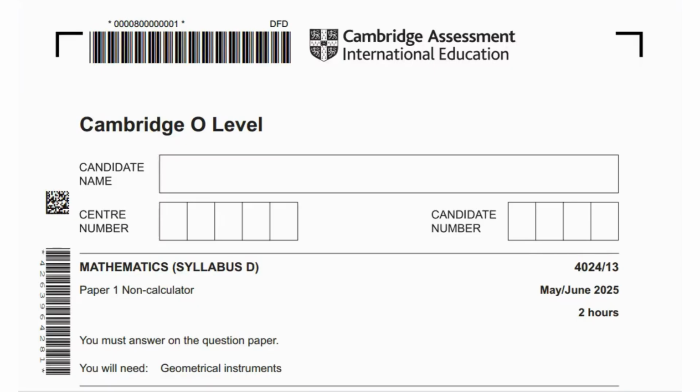Today we're doing Paper 1, Variant 3 for O-level Maths for May/June 2025. I've already uploaded the video for the second variant for Paper 1. You can check it out at the link above. And in the coming days, I'll also be uploading the second and third variants for Paper 2 as well. So let's start with this one and see how difficult or easy it was.